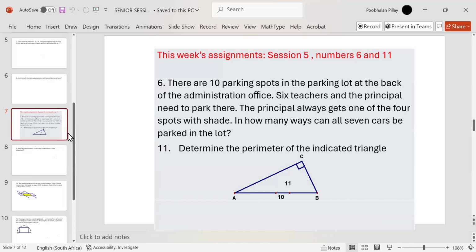And the second one looks very easy, but you will see that you will struggle with this thing. I'm going to just give you a hint. You see, you've got a triangle. Determine the perimeter of the indicated triangle. So you're given one side, but the 11 says this is the area. I should have been specific.